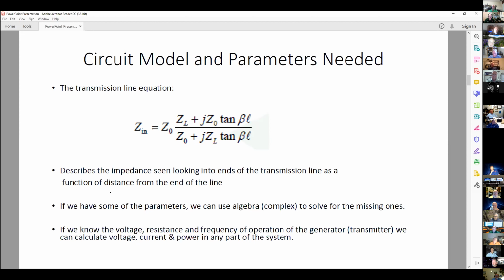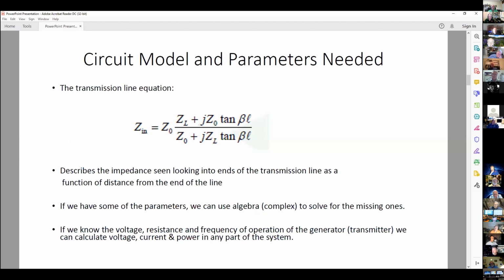If we have a number of these parameters, we can solve for the ones we don't have. And if we have the voltage coming out of the generator, we can calculate powers, we can calculate voltages and currents and that sort of thing. So we're turning this radio system into an electrical model in order to come up with the values, is basically what we're doing. And again, I'll call your attention to this.